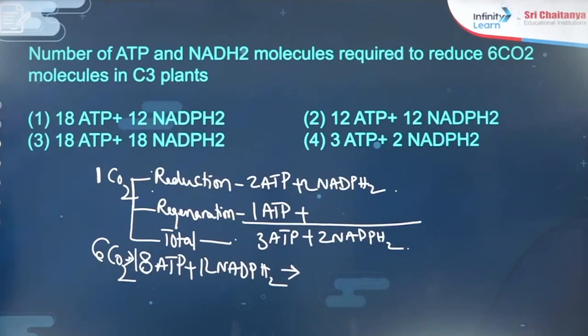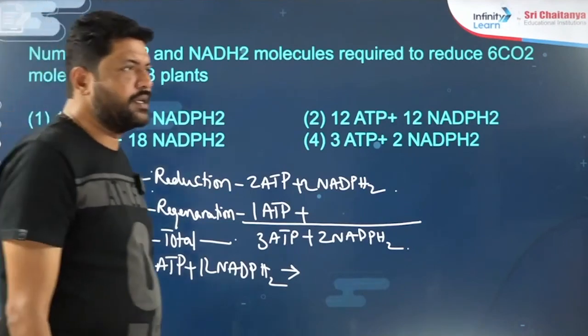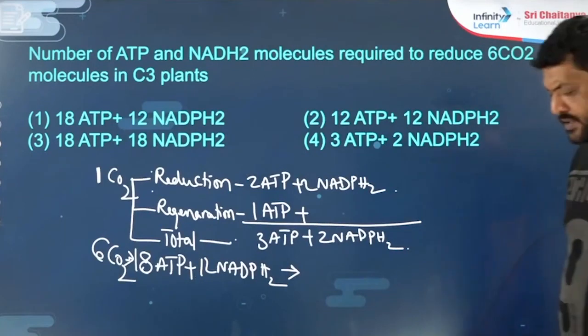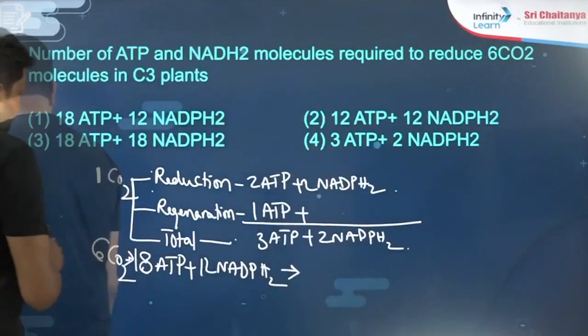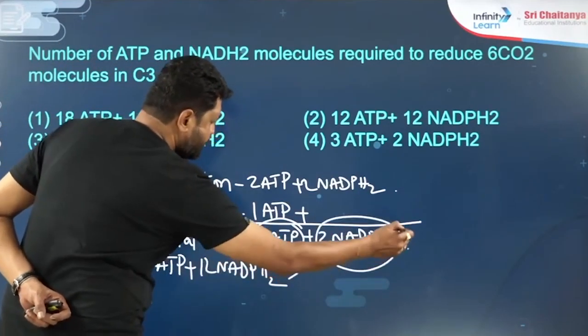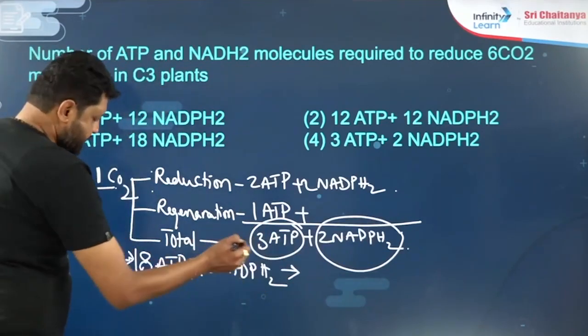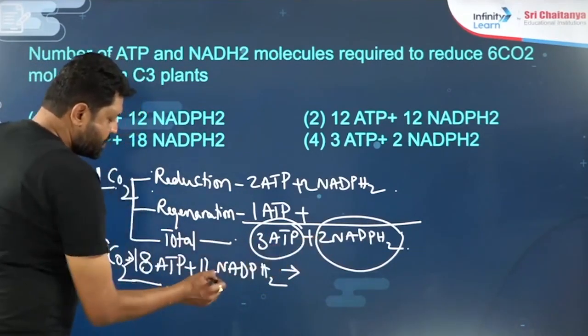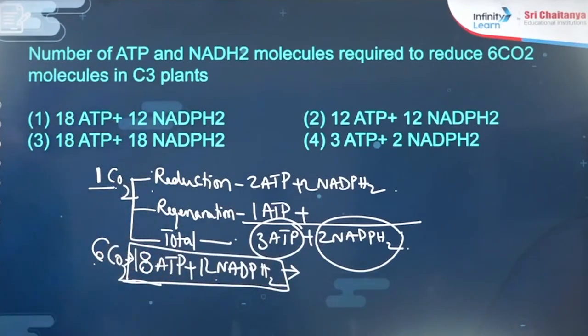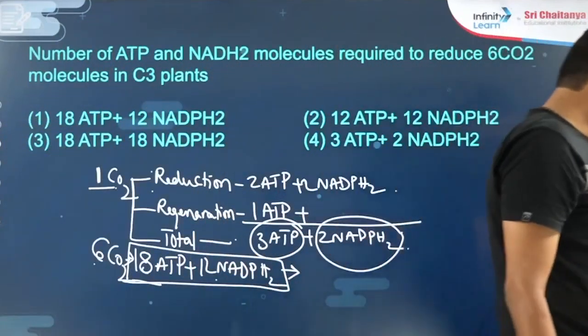So in C3 plants, how many ATP and NADPH2 are required for the reduction of 6 CO2 molecules? Then it is very easy. For 1 CO2, that is 3 ATP and 2 NADPH2, then multiply with 6: 3 sixes are 18 and 2 sixes are 12. So that is 18 ATP and 12 NADPH2, called reduction power or reducing power.